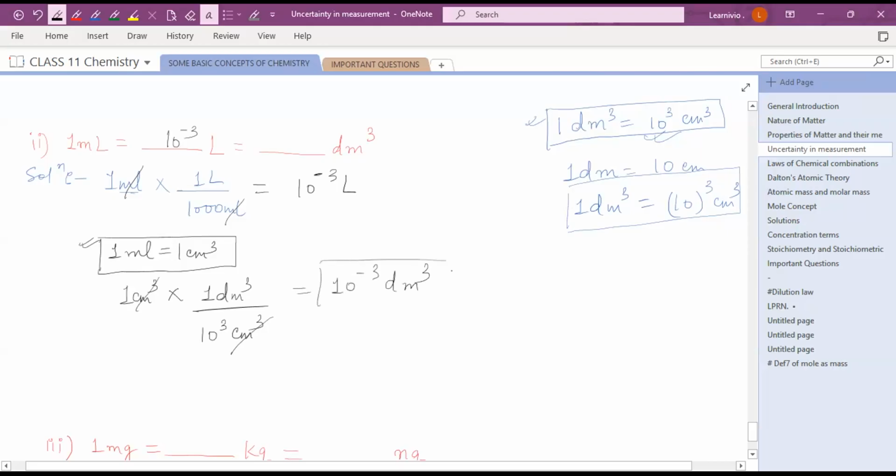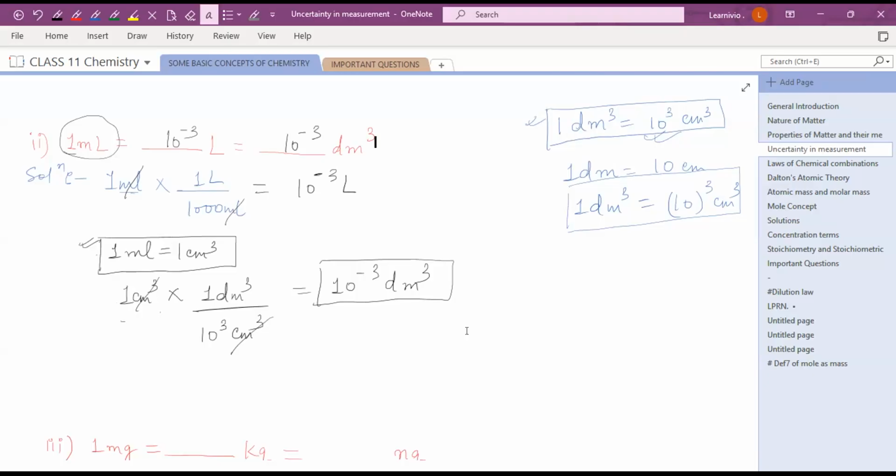decimeter cube. We just substitute 1 milliliter with 1 centimeter cube because 1 milliliter is equals to 1 centimeter cube. So you can substitute this value. This will be your answer, 10 to the power minus 3 decimeter cube. I hope it is clear. Now you can do the conversion.